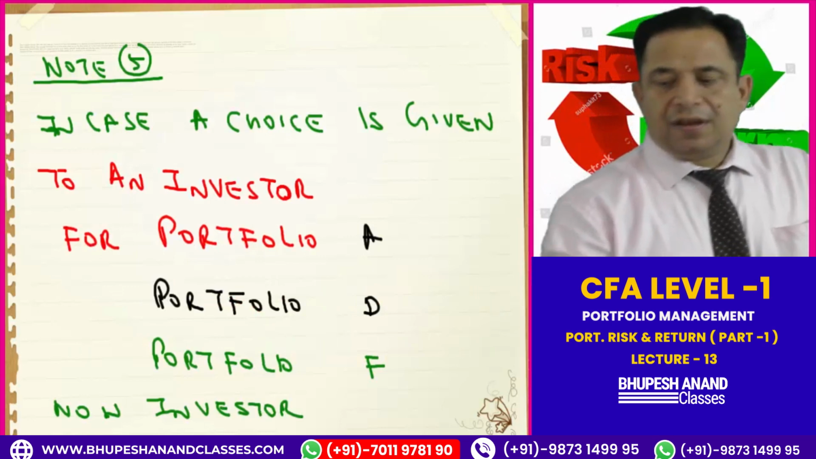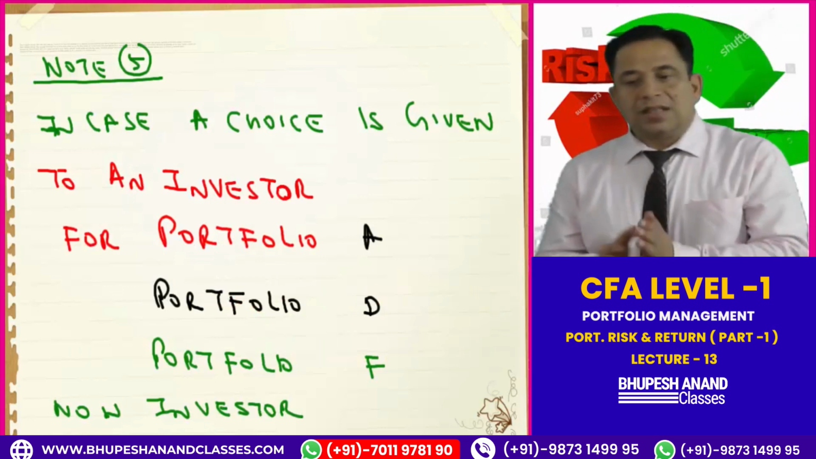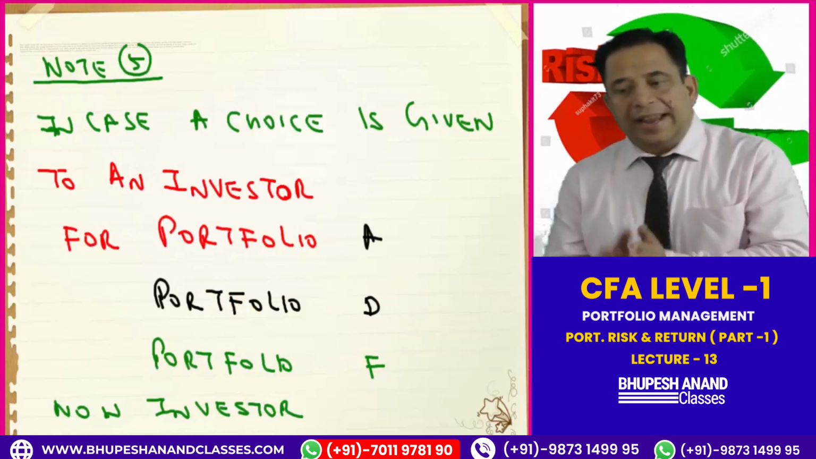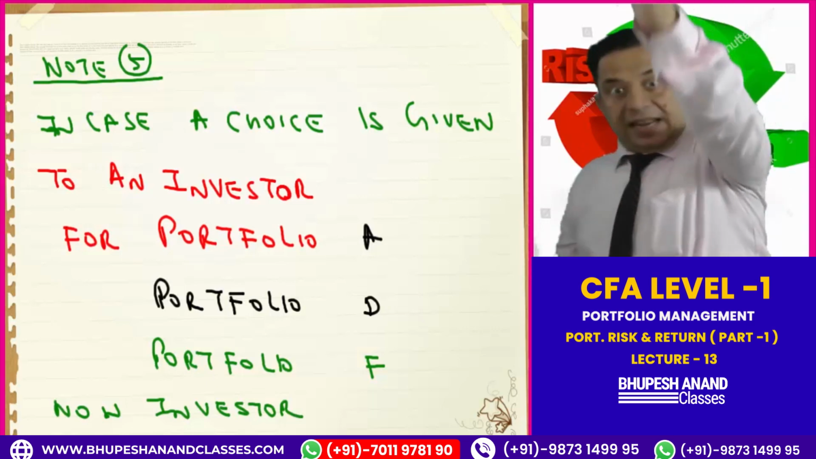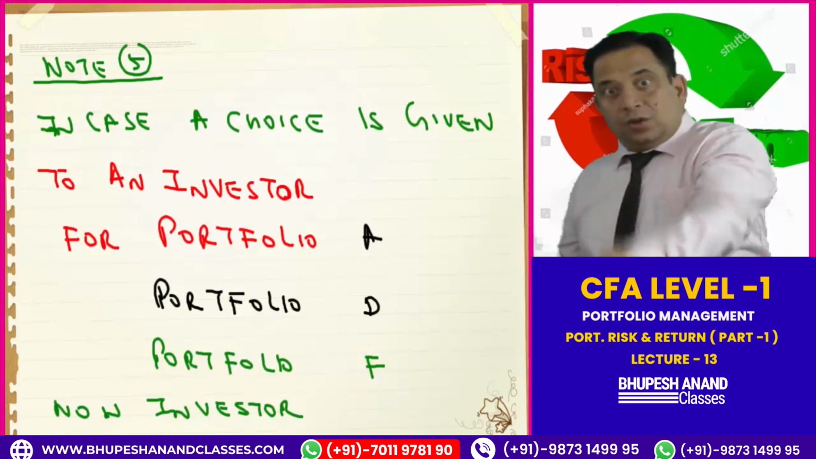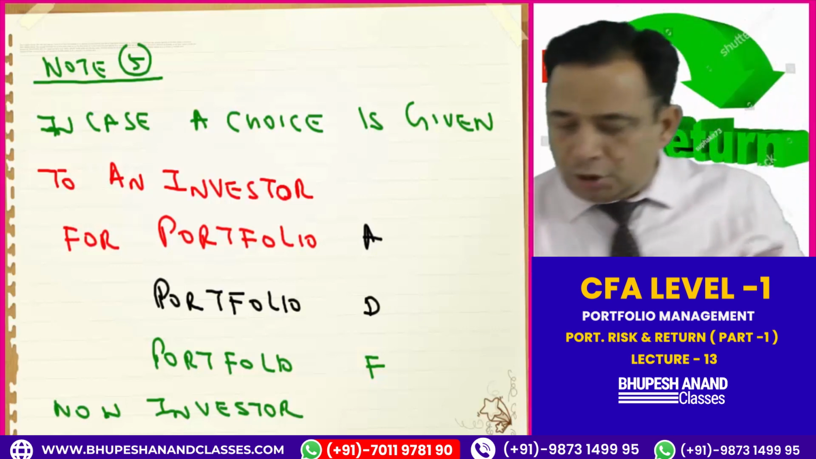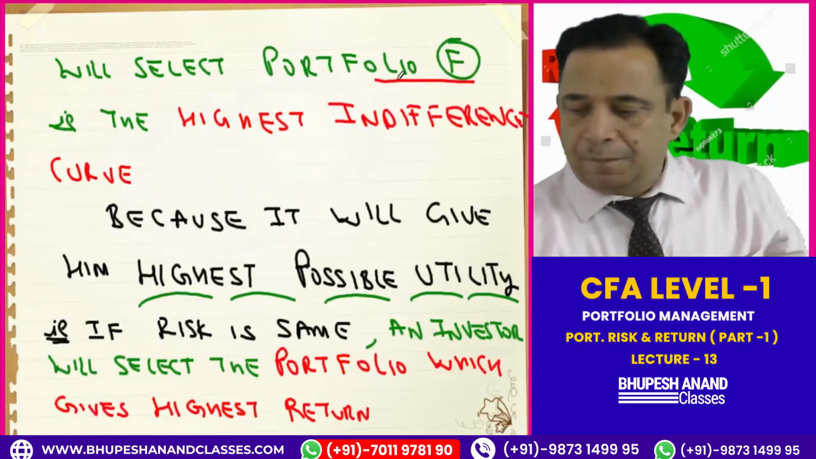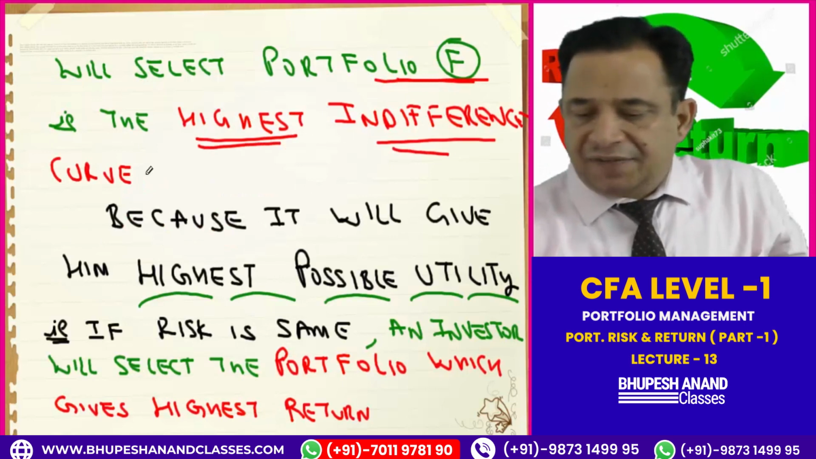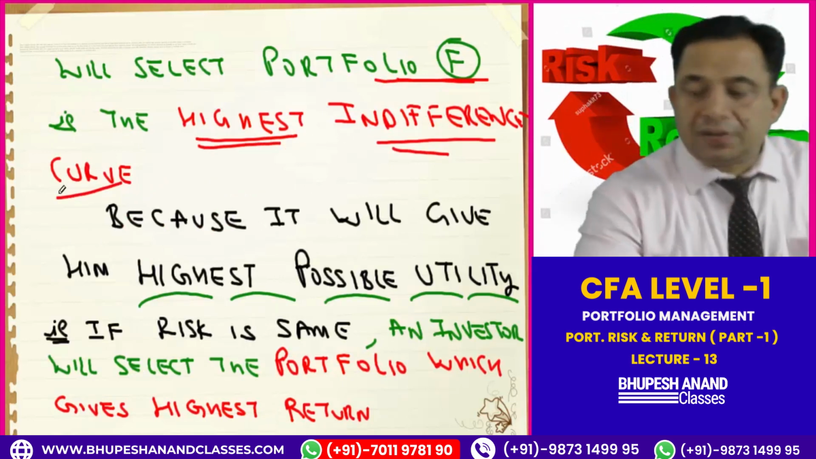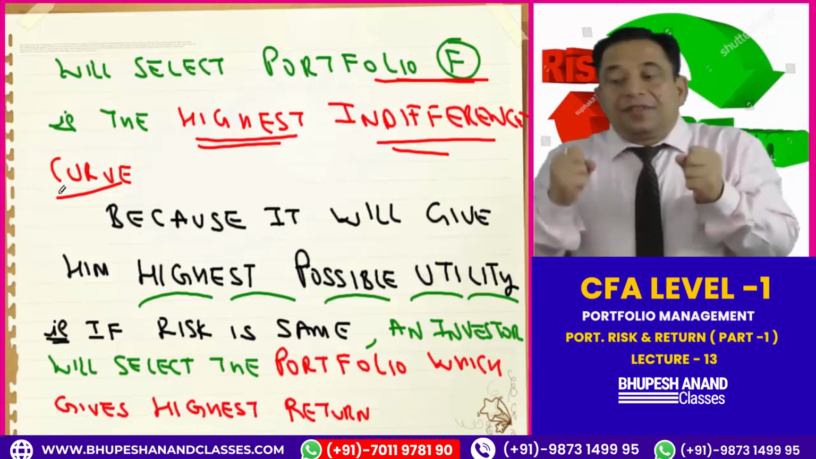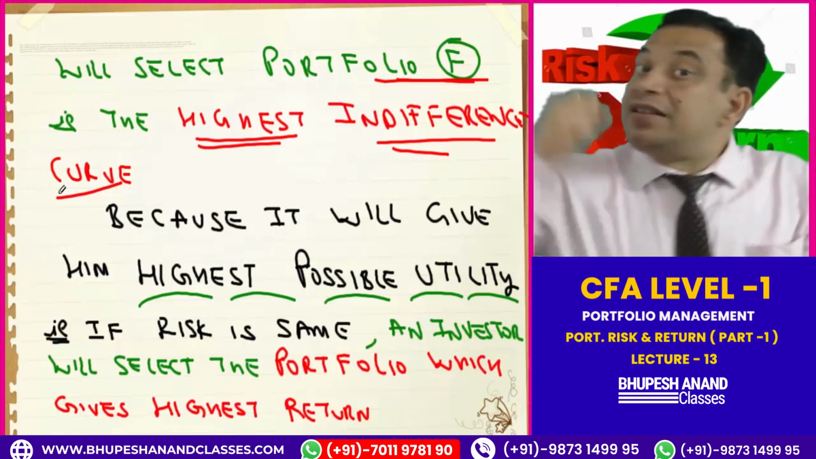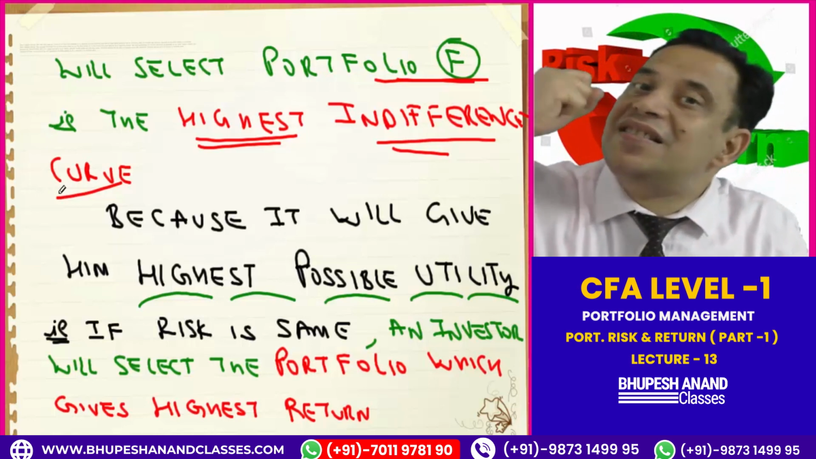Note number 5: in case a choice is given to an investor between portfolio A, portfolio D, and portfolio F, now we are assuming that they are at the same level of risk, naturally he will select portfolio F, because it is at the highest indifference curve, because it will give him the highest possible utility. If risk is the same, an investor will select the portfolio with the highest return.